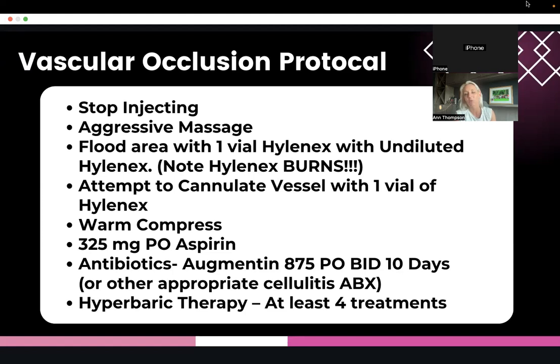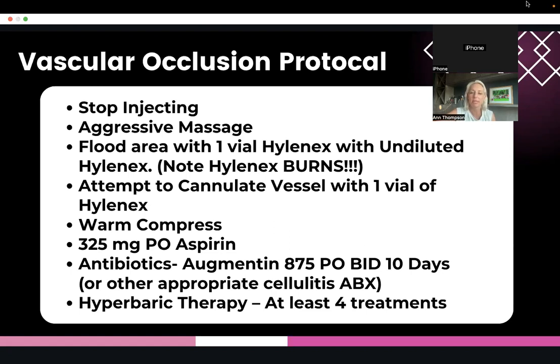Stop injecting, immediately start massaging that area, and immediately flood that area with 1 vial of undiluted Hylenex. Now, if you start massaging that area and blood flow and color come back immediately, then you're done. You don't have to dissolve. Sometimes it can just get too close and you can move the product away. But if you accidentally got it into the vessel while you were injecting, that's when you're going to have to flood the area, and then you're going to have to cannulate it after that.